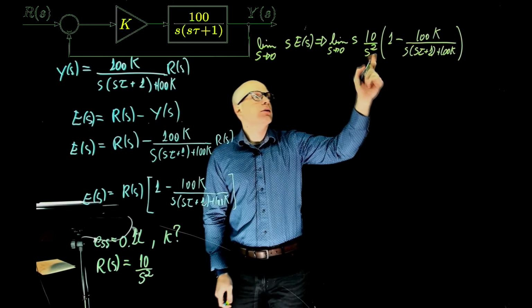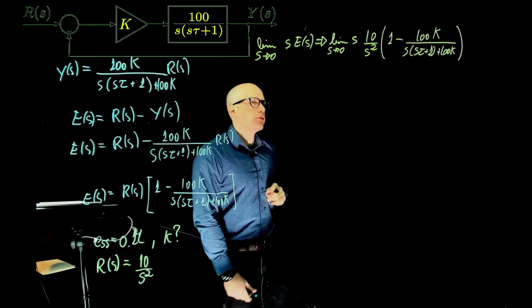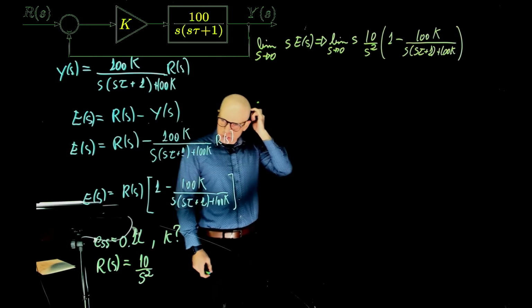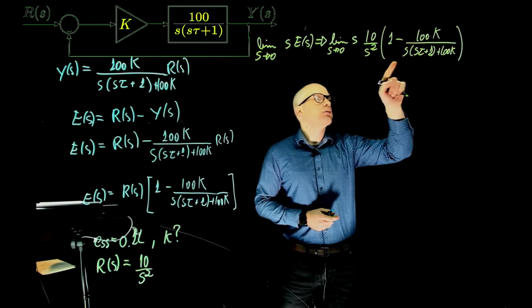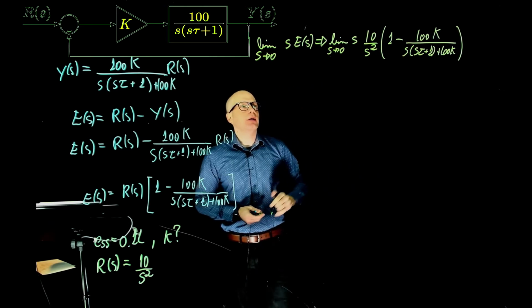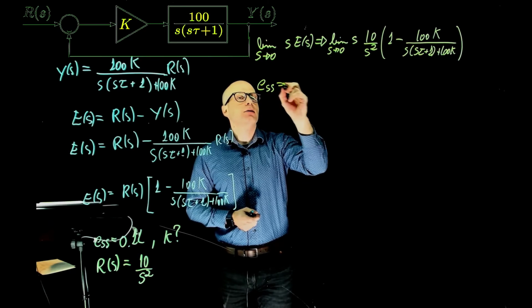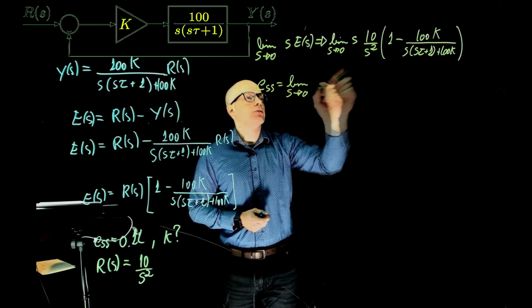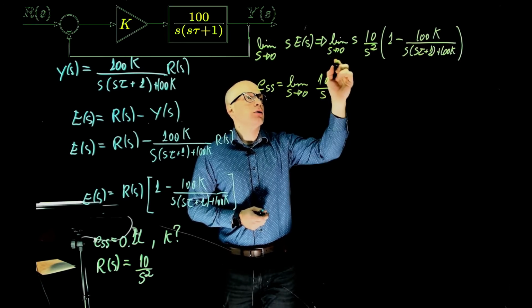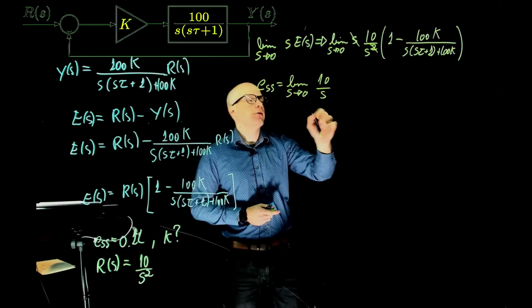This s cancels one of those s's. So if you make s tend to 0, this tends to infinity, there's something wrong with this. Well, not really. We can first manipulate this part of the equation here, see what we get there. So we have now the error in steady state is the limit when s tends to 0, I'm going to do the simplification here. This s cancels that one. Remember, there's still one left.